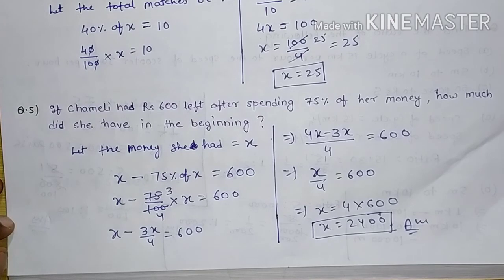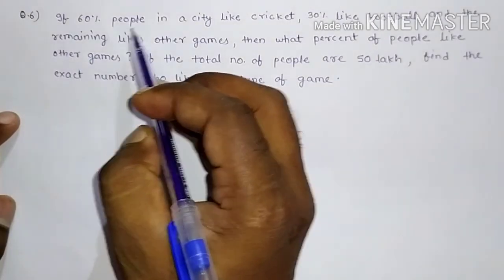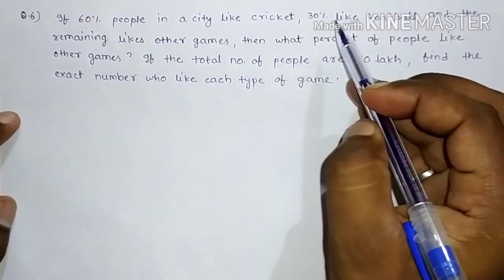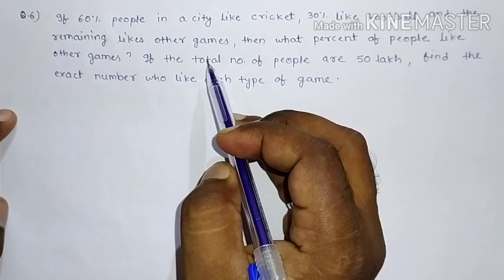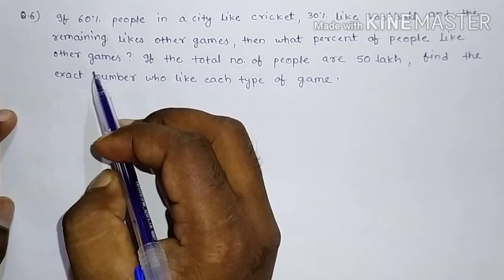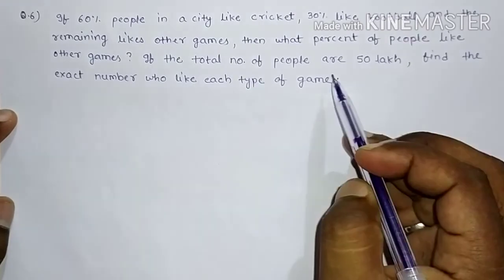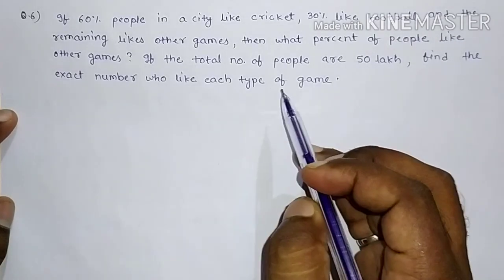Now the next question, that is question number 6. If 60% of people in a city like cricket, 30% like football, and the remaining like other games, then what percent of people like other games? If the total number of people are 50 lakh, find the exact number of people who like each type of game.